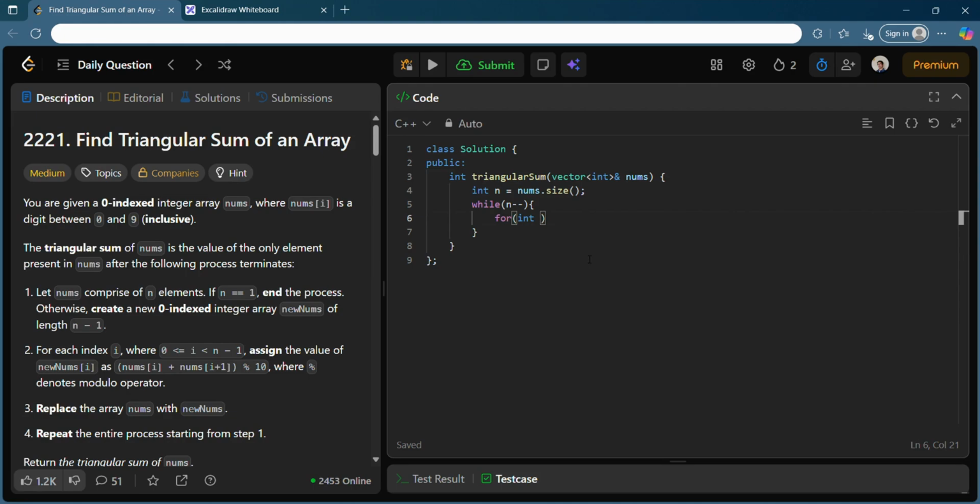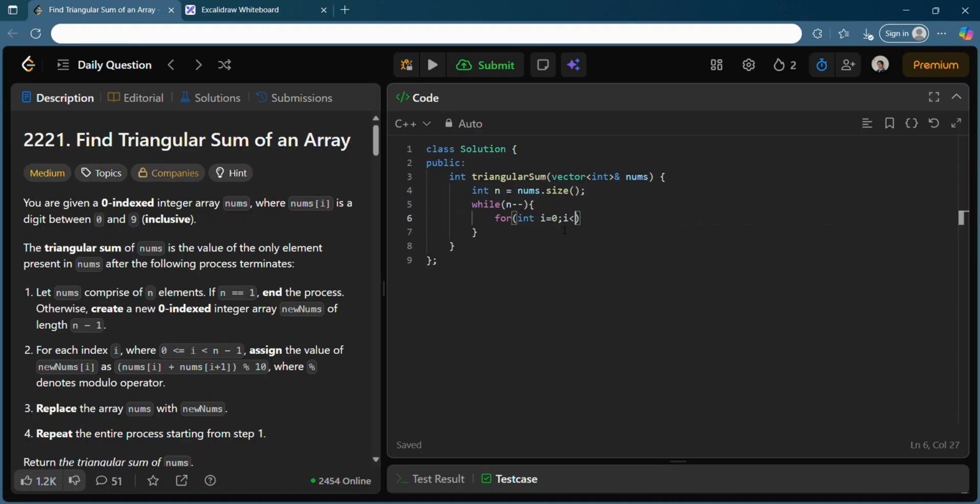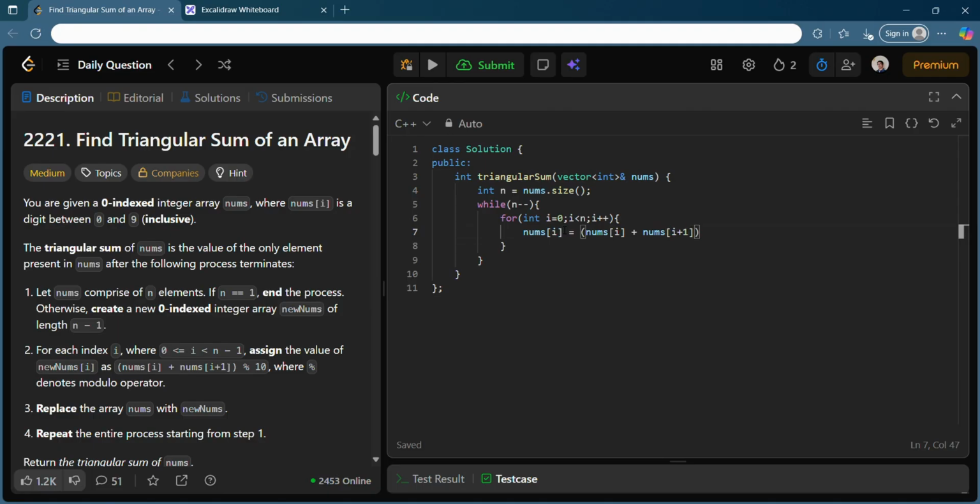So what I can do is start with this i, and I will go all the way till this n minus 1. So my first will be something like n minus 1, right? And i plus plus. And what I am trying to do now is to make nums of i something like nums of i plus nums of i plus 1. I'll take these two elements and take modulo 10.